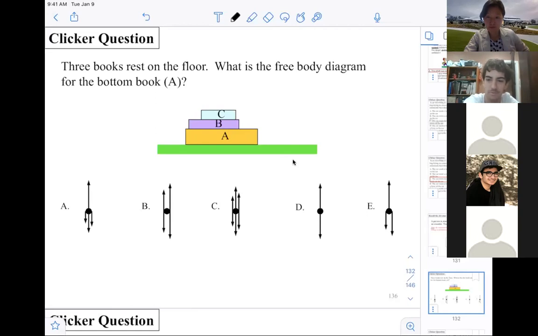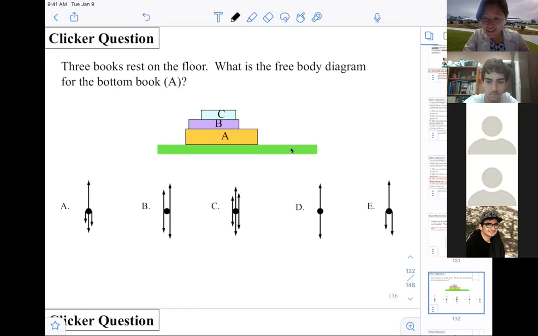What do you think, Professor? What do the rest of you think? Do you agree that it's going to be E, 2 downward forces and 1 upward? Yeah. Okay, so are there any forces we can identify? We know there's always gravity, so there's gotta be 1 downward. There you go. There's another downward, and what would that be?